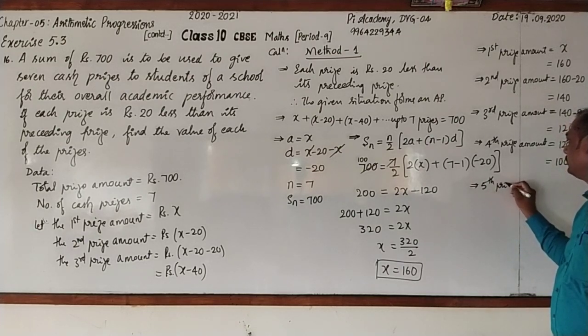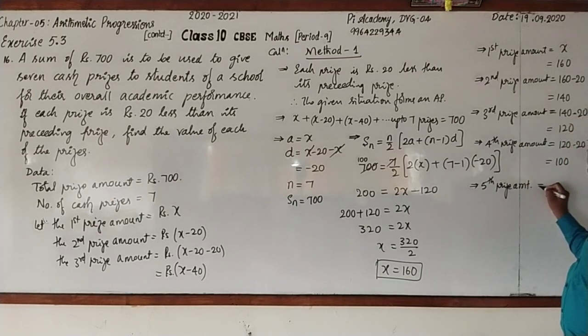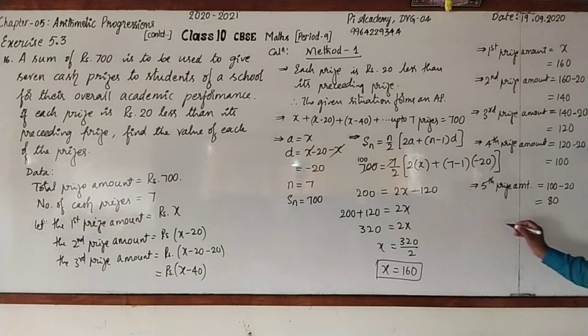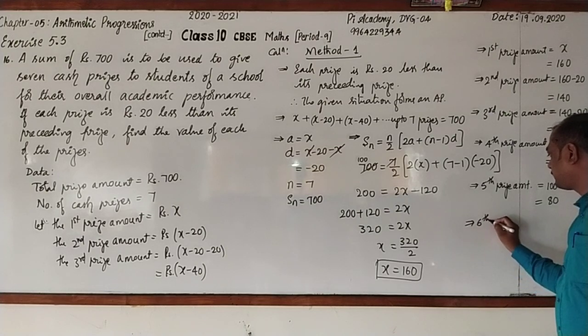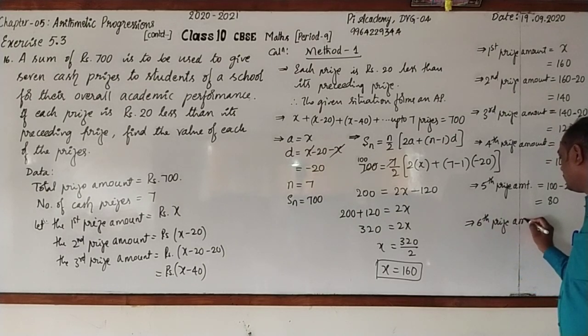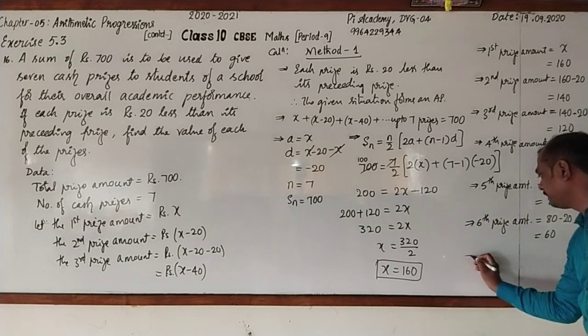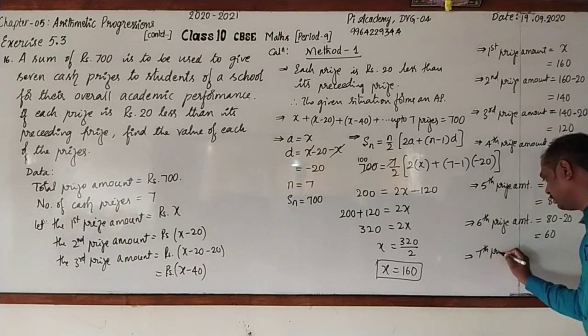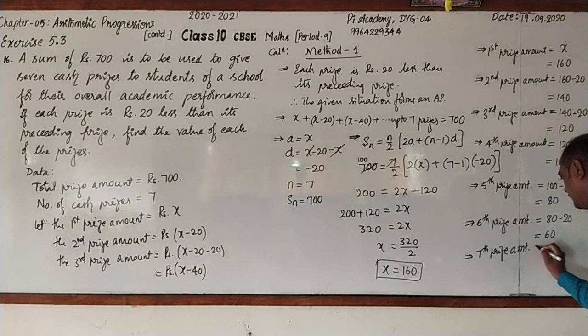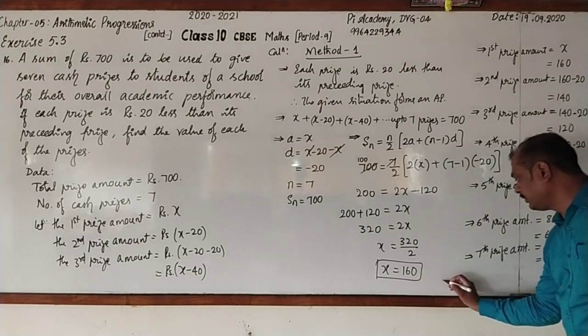Fifth price amount is 100 minus 20. This will be 80. Next, sixth price amount. How much is it? 80 minus 20 is equal to 60. And seventh price amount. This will be 60 minus 20 is 40. Clear? So we can write the conclusion.